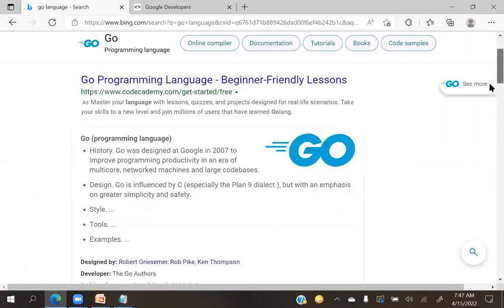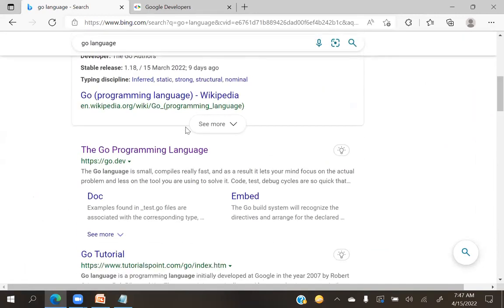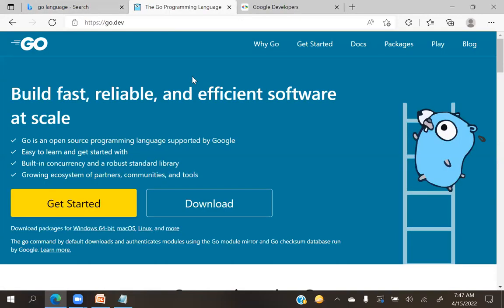It is a programming language. So this programming language belongs to Google. It's Google's official language. That means all Google artificial intelligence applications are built with this Go language. So it is a very highly effective language.